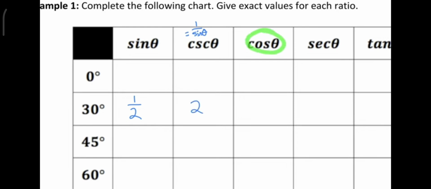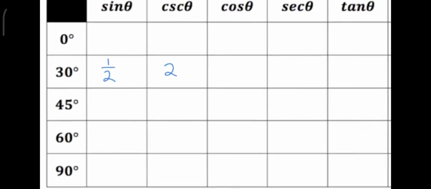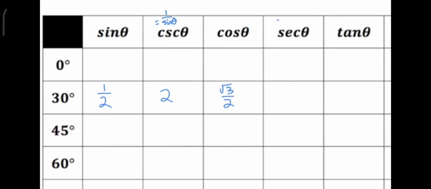Let's now do cosine for 30 degrees. Cosine of 30 is adjacent over hypotenuse, which is root 3 over 2. And secant is just the reciprocal of the cosine ratio. So secant of 30 degrees would just be the reciprocal, or the flip, of root 3 over 2, which is 2 over root 3. And of course, that could be rationalized.